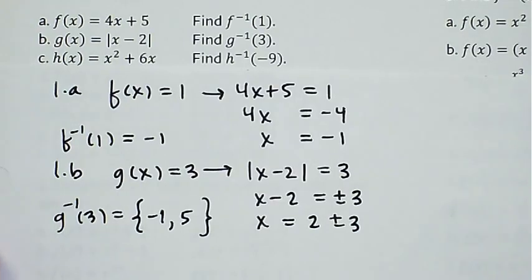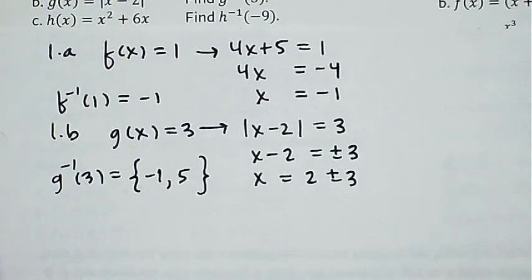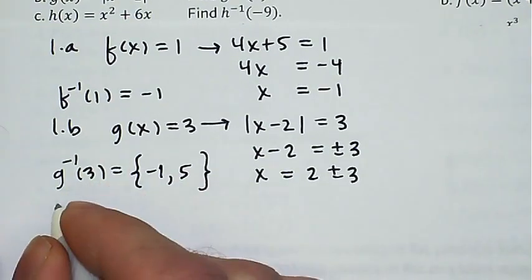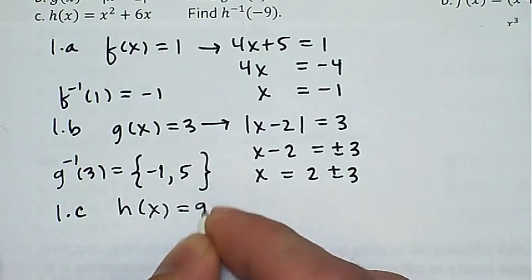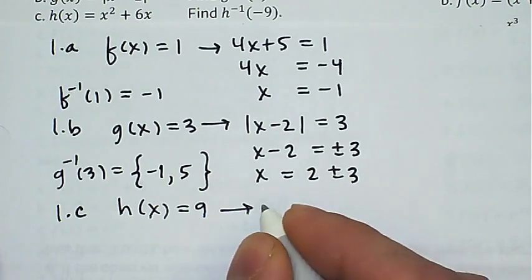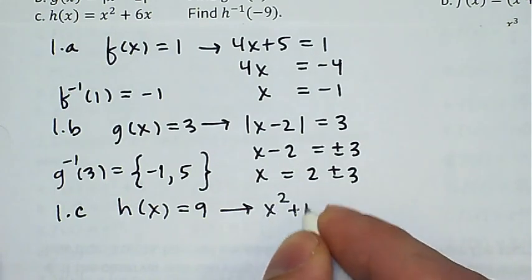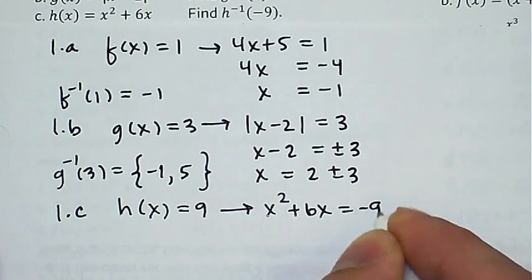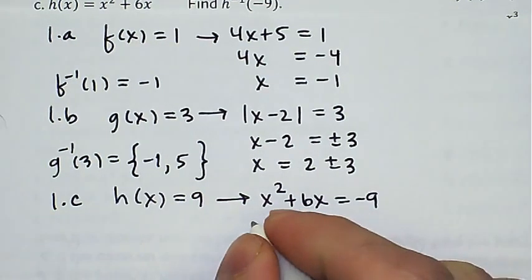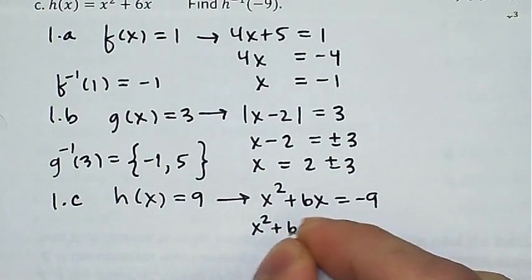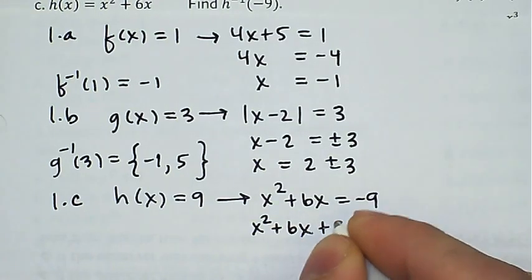Next one is x squared plus 6x, and we want to find h inverse of negative 9. So that's like solving the equation h of x equals negative 9. And that would be like x squared plus 6x equaling negative 9. Okay, and if we've got a quadratic and it's got more than one different power of x in it, I need to set the thing equal to 0 so that I can solve it. Okay, and I'm looking at this, and I'm hopeful that we'll be able to factor. Okay, so I've got x squared plus 6x, add 9 to both sides.